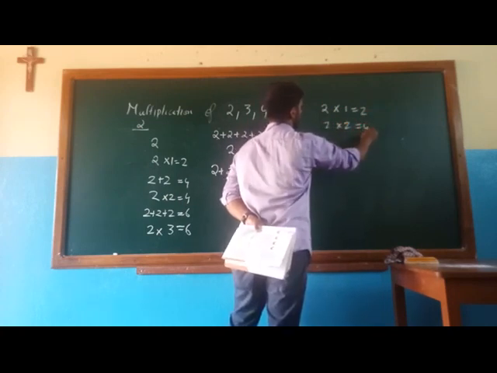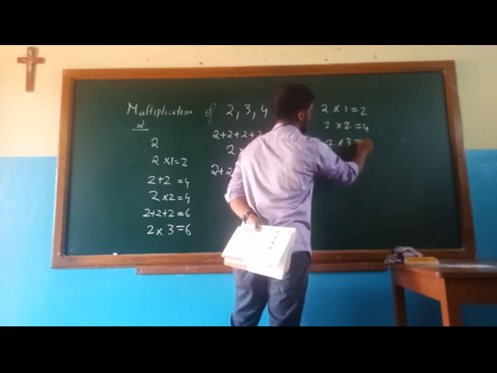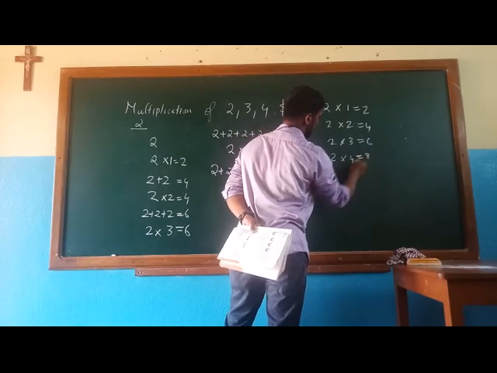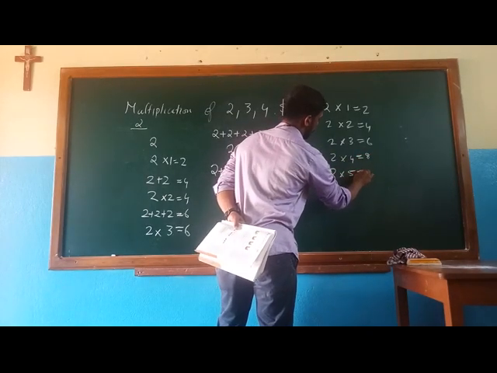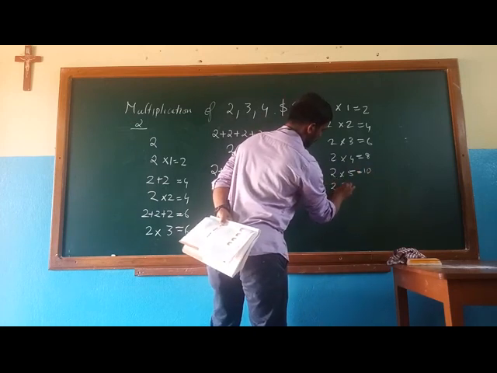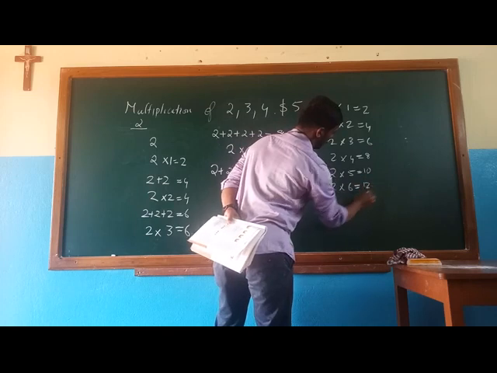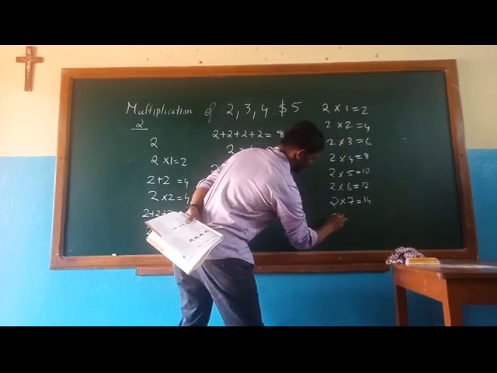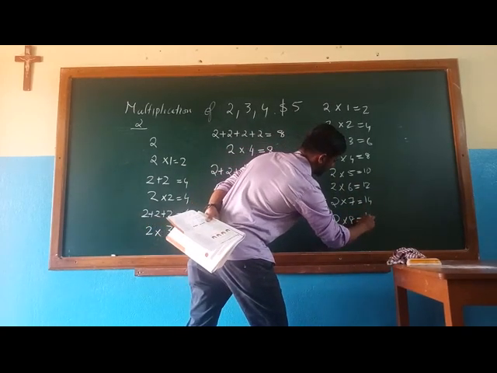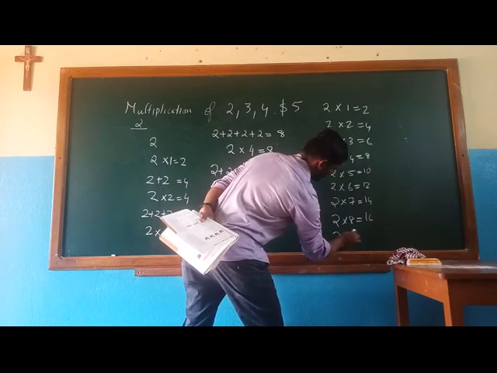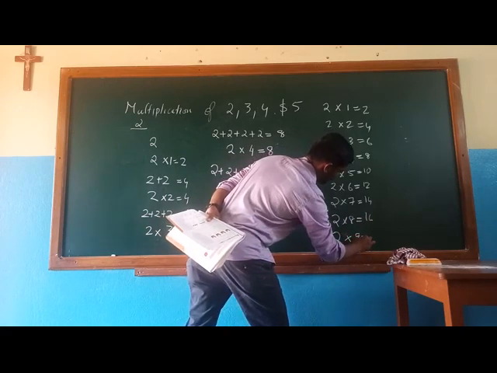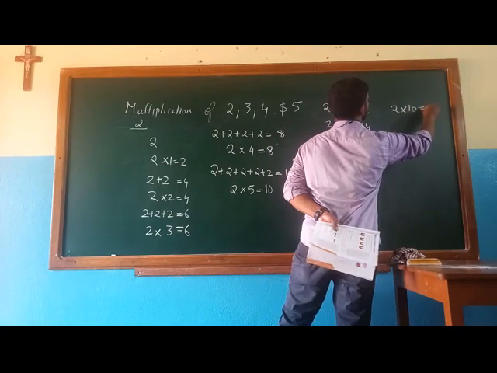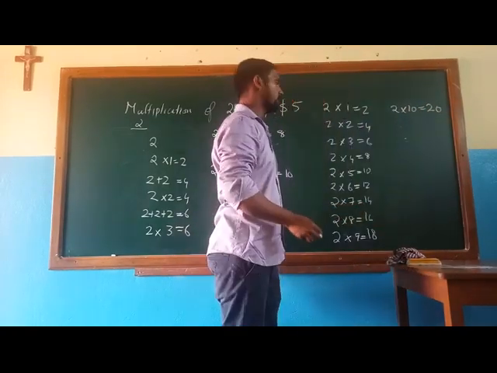2 1s are 2, 2 2s are 4, 2 3s are 6, 2 4s are 8, 2 5s are 10, 2 6s are 12, 2 7s are 14, 2 8s are 16, 2 9s are 18, 2 10s are 20. So, this is how we write it.